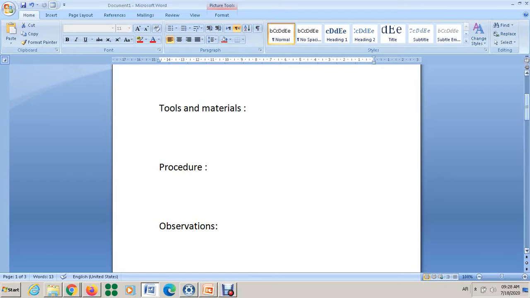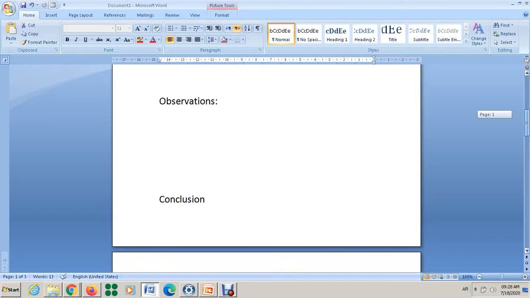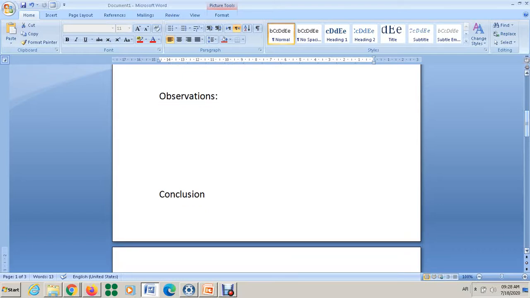Then after you finish writing the observations, write the conclusion. What did you conclude at the end after you make your calculation? You made your calculations and you saw the results. Okay, what is the conclusion? What can you conclude from all of this experiment?